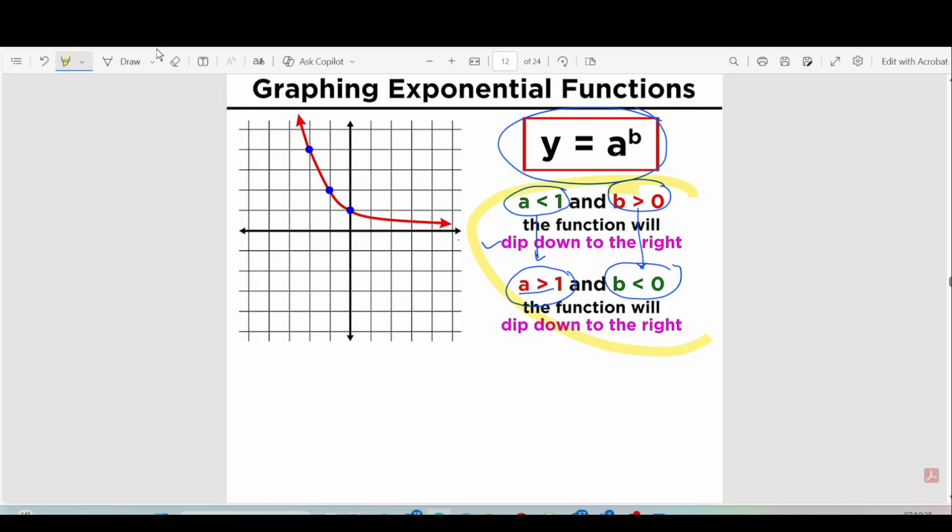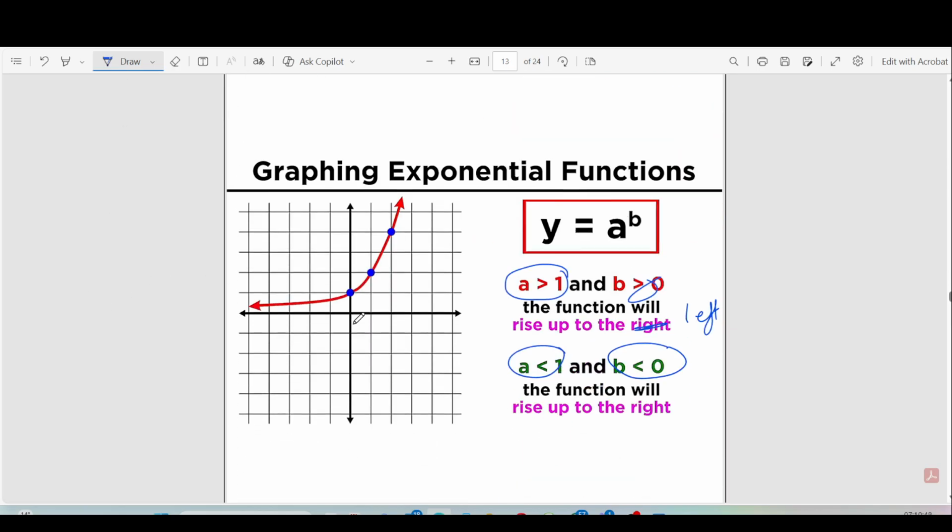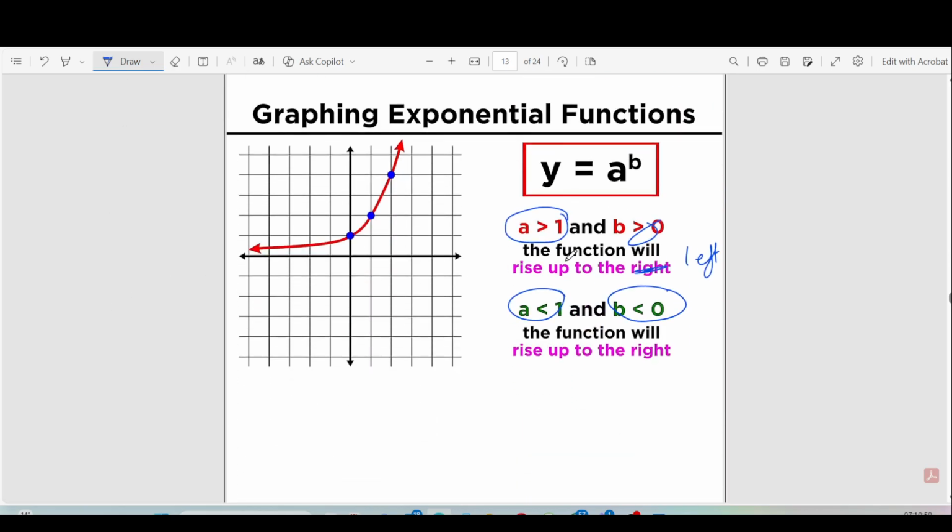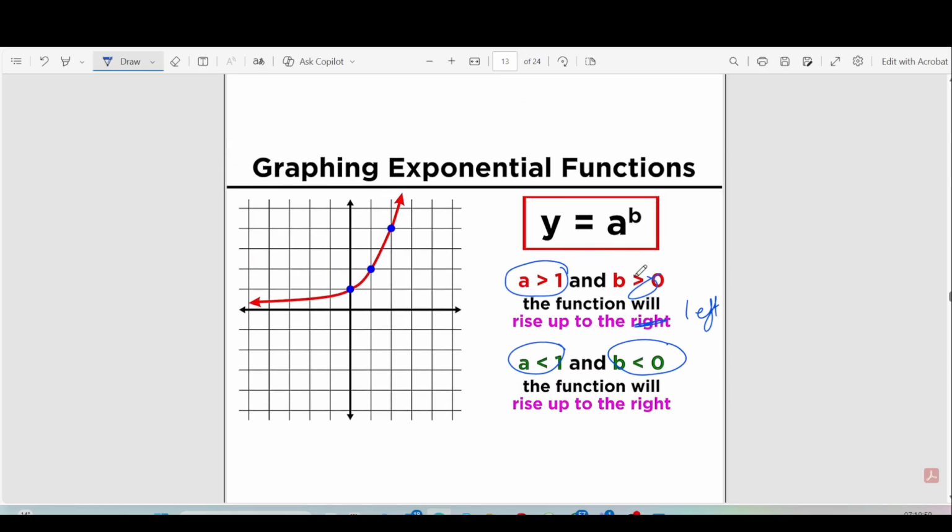If these conditions are met, what if A is greater than 1 and B is also greater than 0? Then this is how the graph looks. If they both are greater than 0 or both are less than 0, okay, so if they're both different, it goes down.